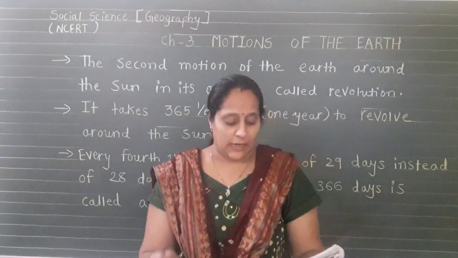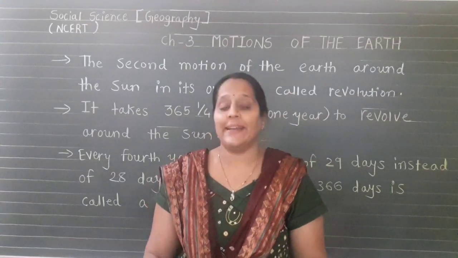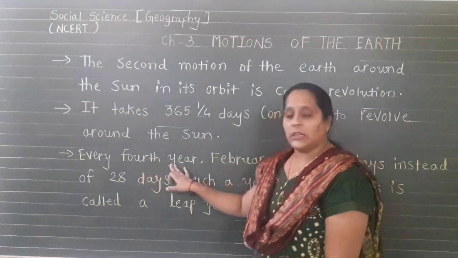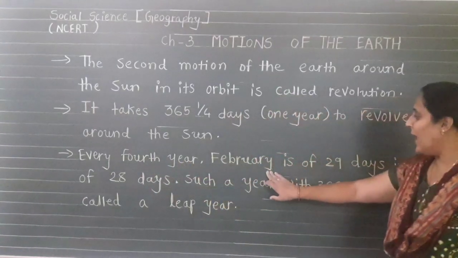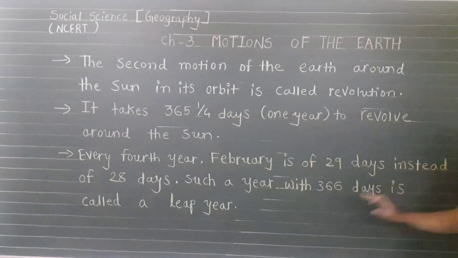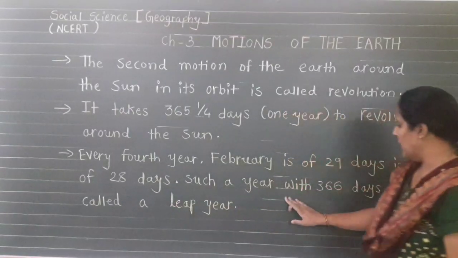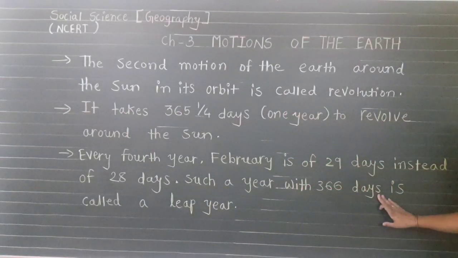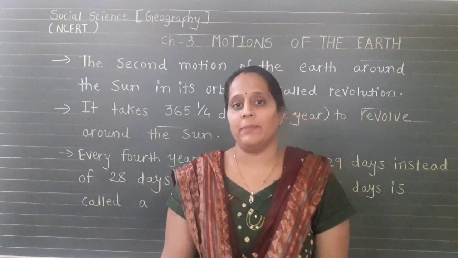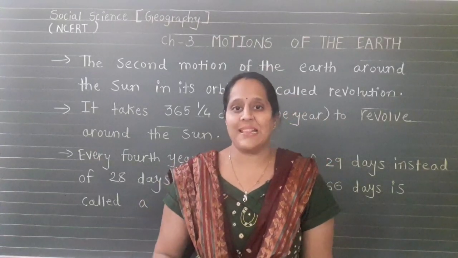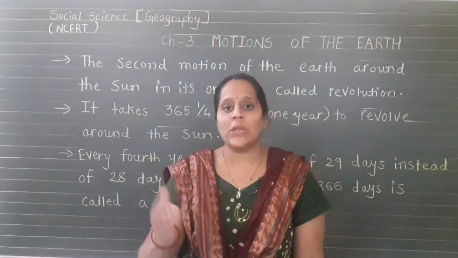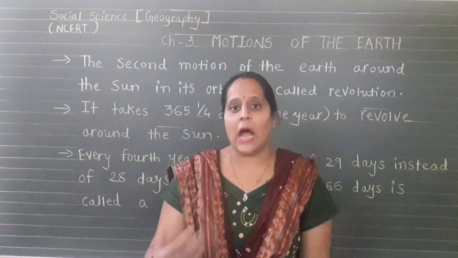Over a span of 4 years, this surplus day is added to the month of February. So every 4th year, February is considered to have 29 days instead of 28 days. Such a year with 366 days is called a leap year. Yes, 2020 is a leap year. If we count every 4 years, the last leap year was 2016 and the next leap year is 2024. So in this way we count leap years.